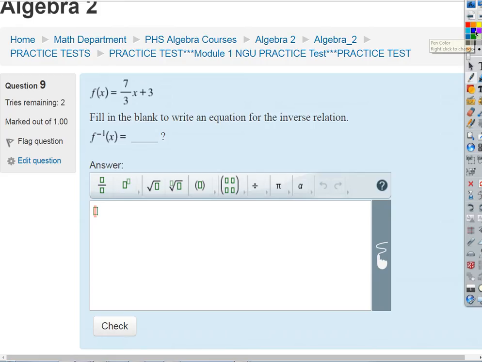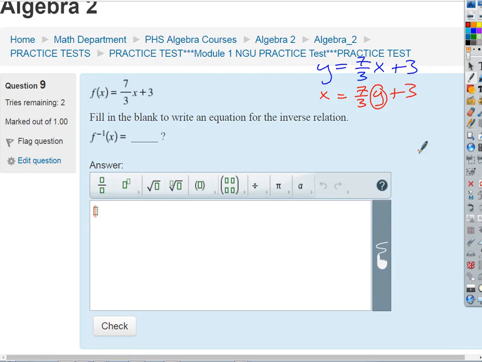Switch x and y. Well, okay, first we're going to write it in terms of y. So we'll make the f of x a y. So we get y equals 7/3 x plus 3. Now, second one is I'd switch x and y, right? So this becomes an x, that becomes a y, and now this is probably the bigger step. What do I do next? Solve for the new y, and that's my answer, right? So I've got to isolate y.